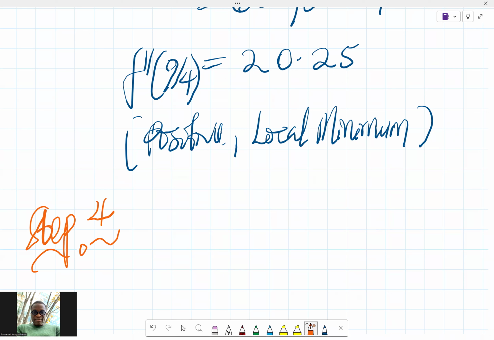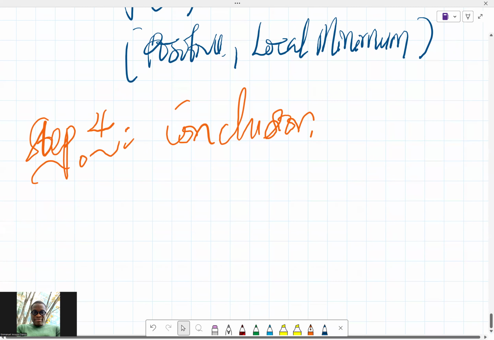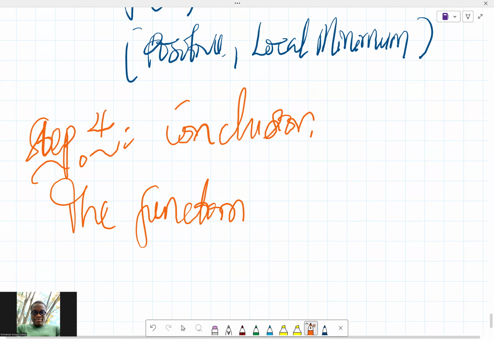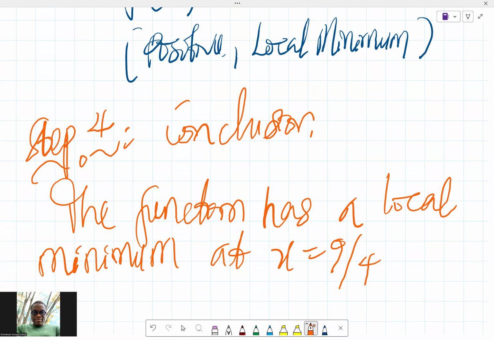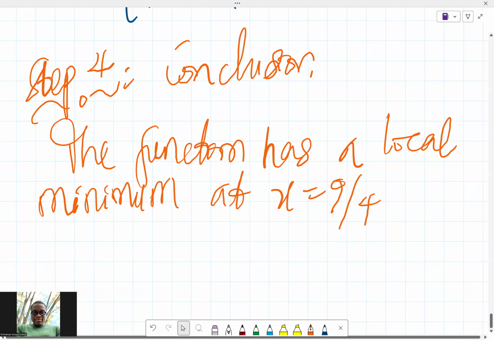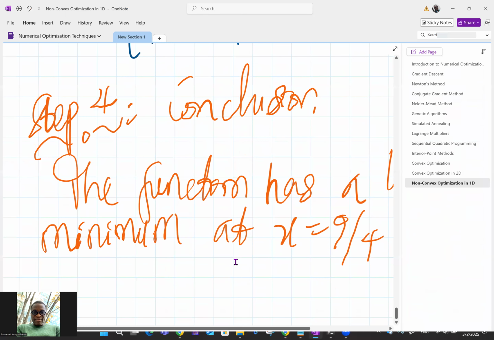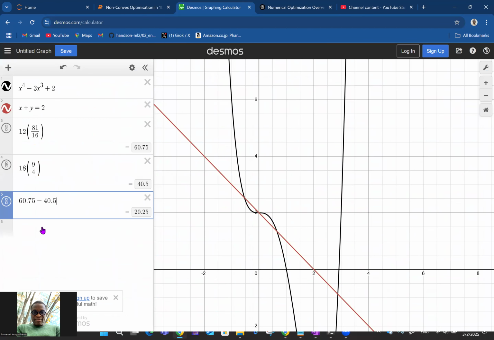In step 4 now, we have to talk about the conclusion. Since you are looking for the minimum, the function has a local minimum at x equals 9 over 4. We can then evaluate the function at that point. Since we know 9 over 4 is a local minimum, and that is what we are looking for, we can evaluate the function.